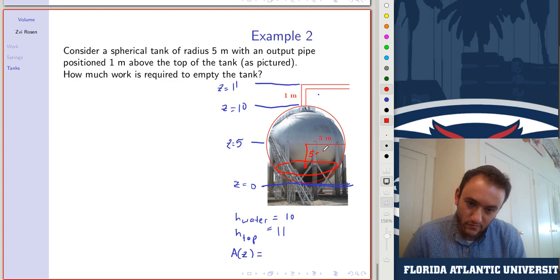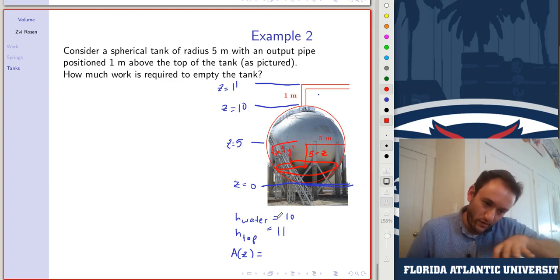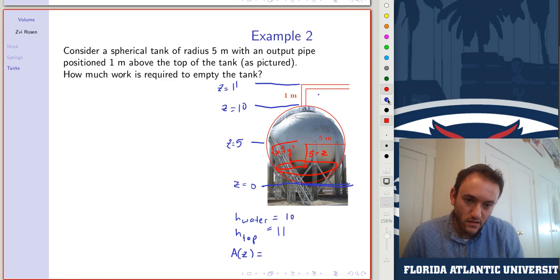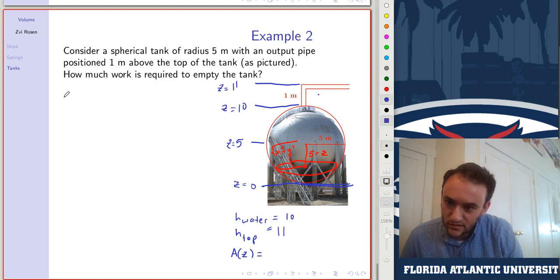So this vertical distance is 5 minus z, and this horizontal distance is the square root of x squared plus y squared, where x and y are the horizontal coordinates. So to get the circular cross section and its area, we'll need the radius.